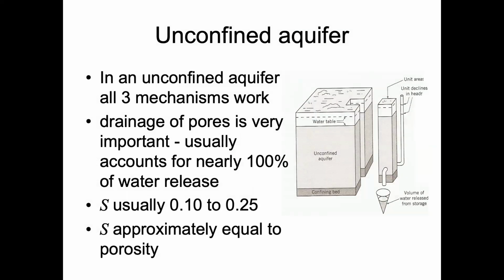So in unconfined aquifers, all three mechanisms are at work. Drainage of pores is very important and usually accounts for almost all of the water being released. Not 100%, but really, really close. Storativity is usually between 0.1 and 0.25, and it's approximately equal to the porosity of your system. So sometimes we have to make some assumptions about our environments, and this might be an assumption that you're asked to use in the field when starting to make a back of the envelope calculation.